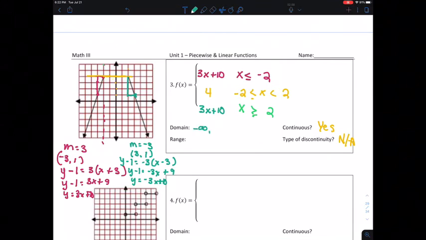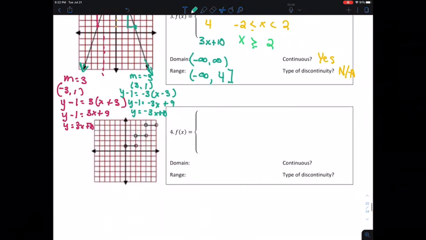What is our domain? Our domain is negative infinity to infinity because the arrows go on and on. Our range would go from negative infinity, but it doesn't go all the way to the top. It ends at the top, and so we're going to top that off at 4, and we're going to put a bracket because 4 is part of the solution.